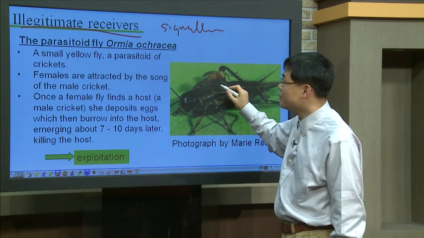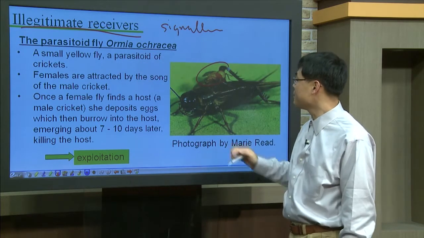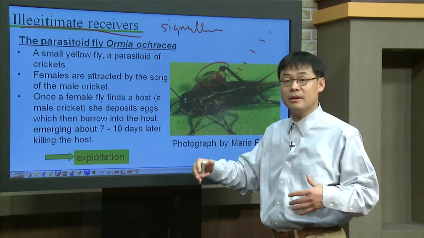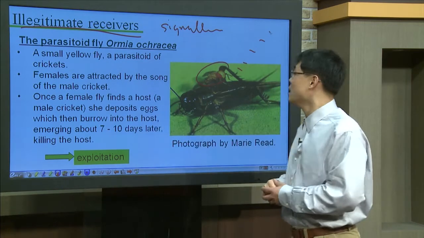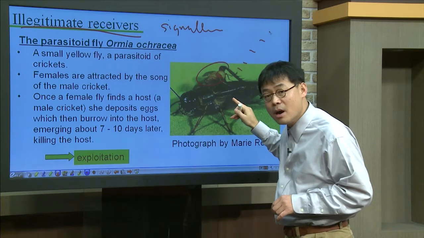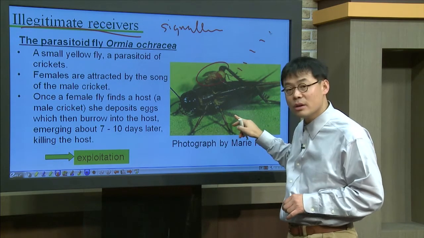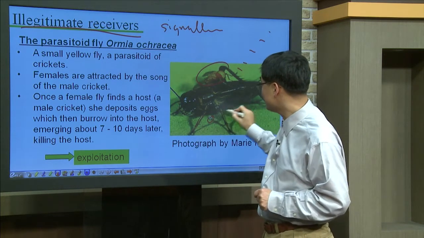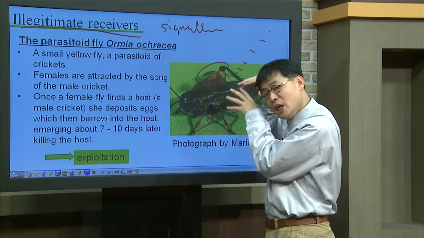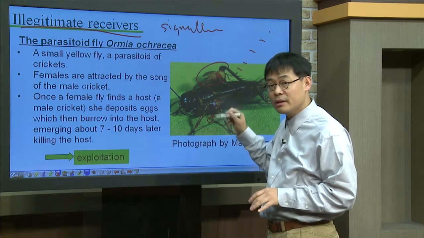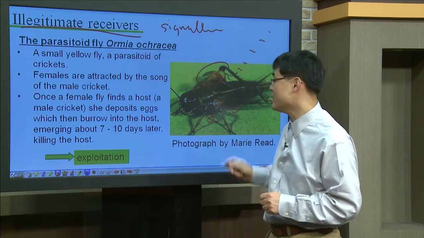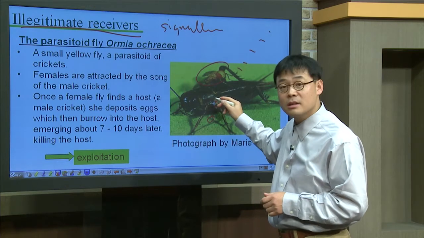That's the parasitoid fly, Ormia. You know, the male crickets produce sound to attract the female crickets. But this fly can also hear the calling songs of these male crickets and orient to this cricket, get close to it, and lay eggs on or around the cricket. Once these eggs hatch, the larvae burrow into the body of the cricket and grow inside of it, and then they get out of the cricket when they are old enough, killing these male crickets.